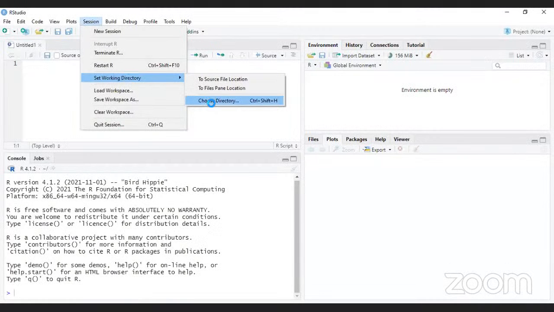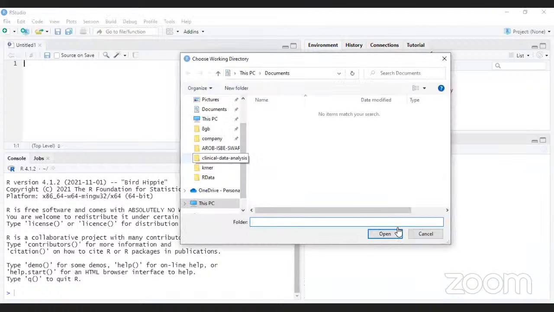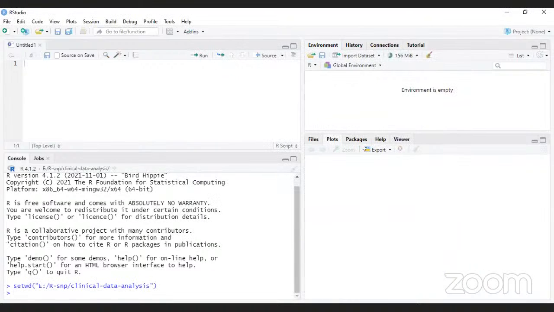Okay, set the working directory. You can see one package is this MCMCpack. Check it out in the Google package.